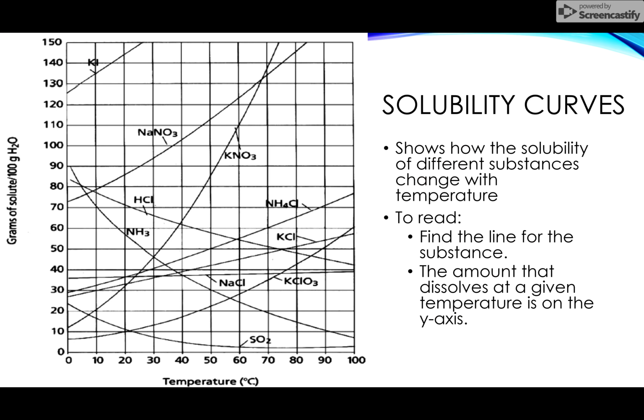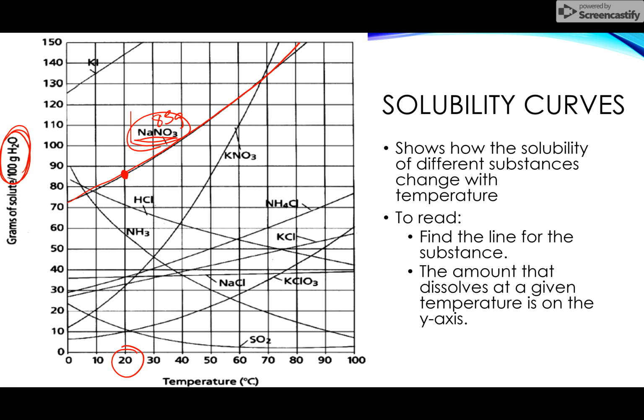Now, the way we're going to look at graphs is the question will always give you a compound to find. For example, it'll tell you to find NaNO3. And then we look at that curve, but then we note the temperature of the curve. So for example, at 20 degrees Celsius, we are at 85 grams. Now, what does that mean? That means that 85 grams of NaNO3 can dissolve if there's 100 grams of water. That's what the y-axis says.